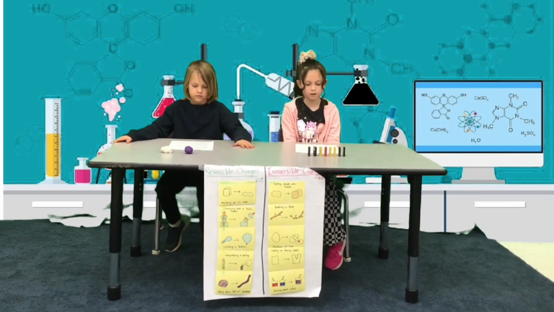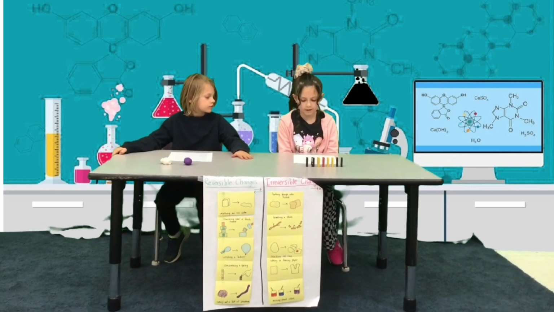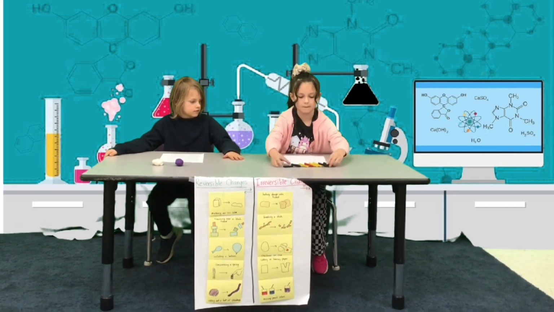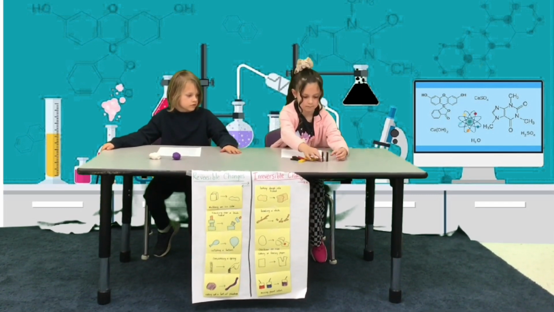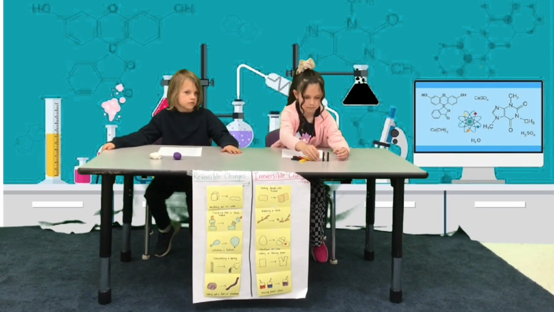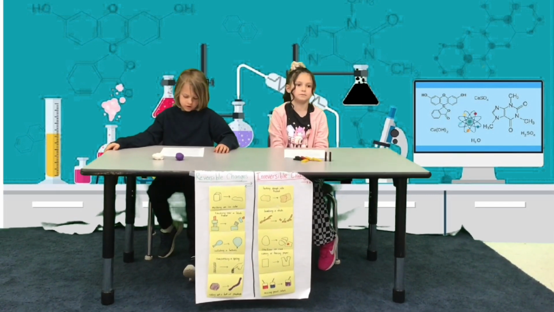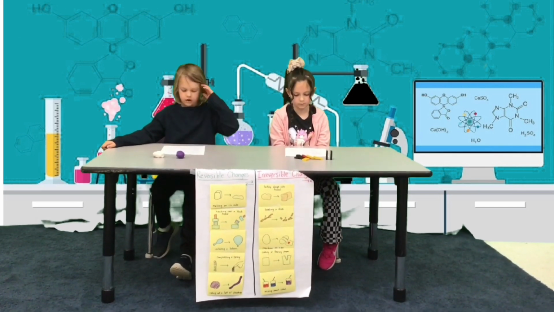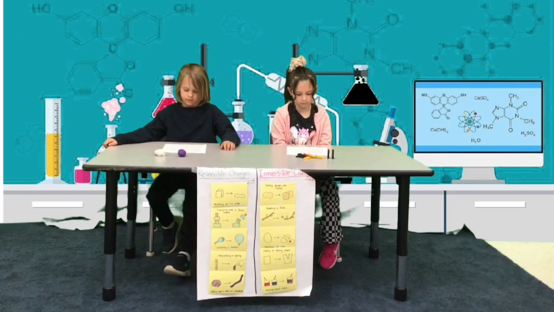Our reversible change is dominoes. If they fall down, you can put them back up. Our irreversible change is when you mix purple and white clay together and you cannot get purple and white clay back.